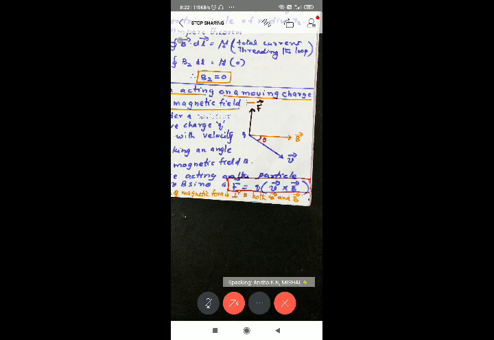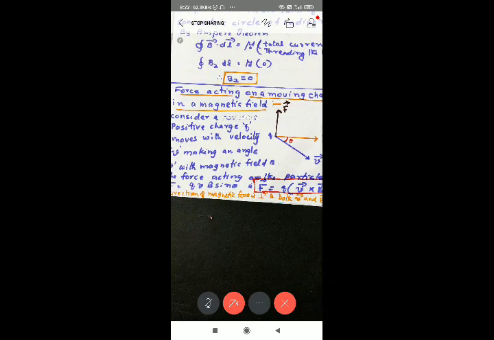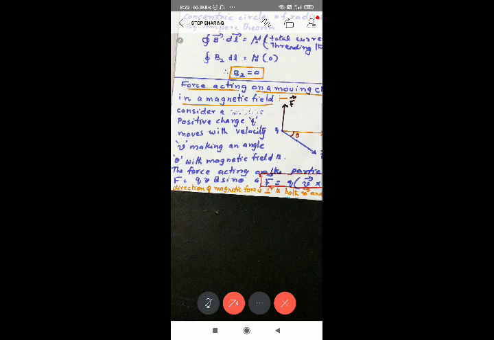Upwards, correct answer. Thumb is directed upward. Okay, mute your mic. So here thumb is directing upwards, so that is the direction of the force. That is the way to apply Fleming's left hand rule. How you have to take the left hand.